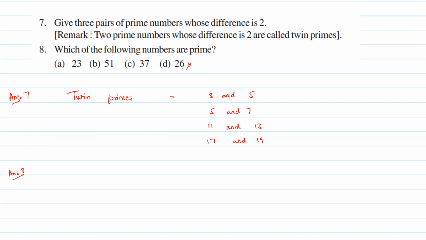Coming to the next, 37. If I say 37 is a prime, I will write it. Then 51. What about 51? 51 is not a prime number, because its factors can be 17 and 3. It is in the table of 3. It is divisible by 3, so it is not a prime. Then 23, yes, 23 is a prime number. So we will write 23 and 37.